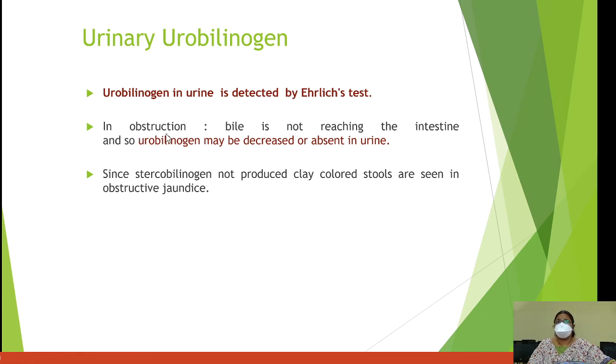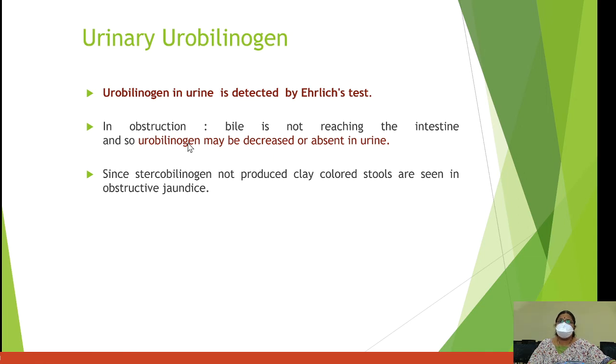In obstructive jaundice, since bile is not reaching the intestine, urobilinogen may be decreased or urobilinogen may be absent in the urine sample. In which type of jaundice will the urobilinogen be in increased amounts? That is in prehepatic jaundice or hemolytic jaundice. There will be increased urobilinogen in urine.